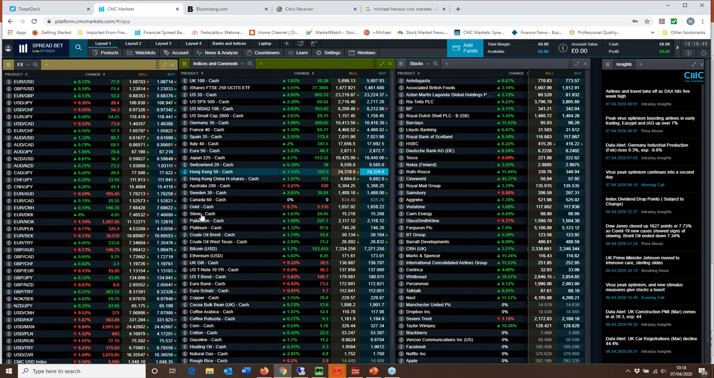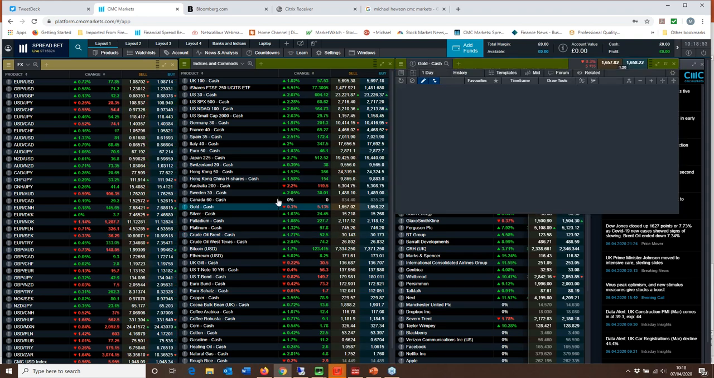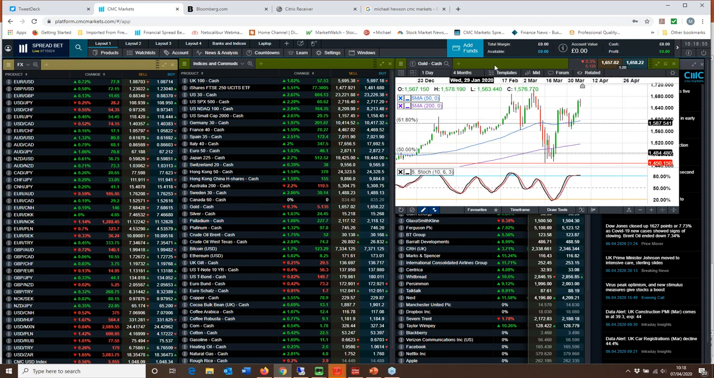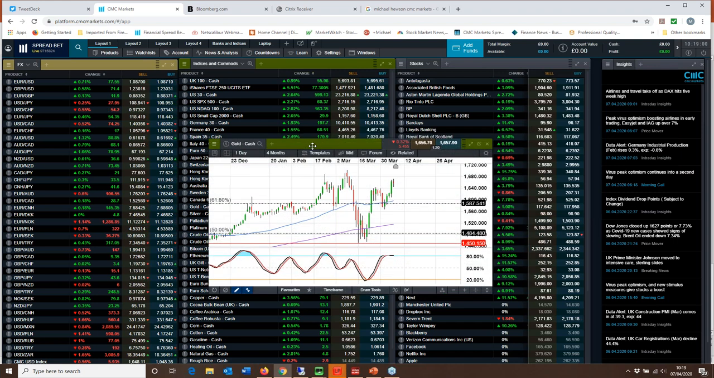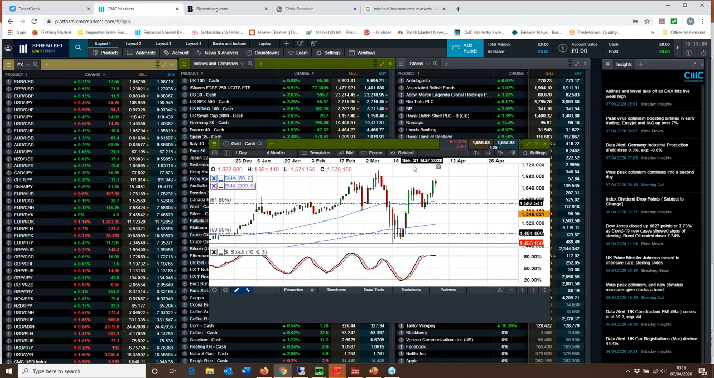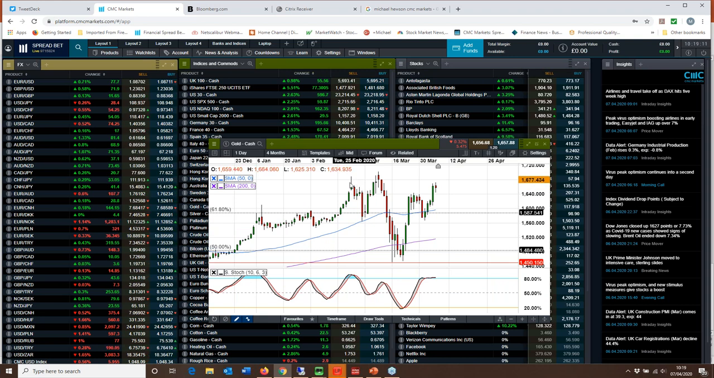Let's have a quick look at gold as well. That's finding a little bit of resistance in and around the 1,680 level on the daily chart. If we move that back into the middle here, we can see that if we look at the price action over the course of the past couple of months, it has really struggled anywhere near 1680. And that's roughly just below where we are now. It struggled on that particular day there.